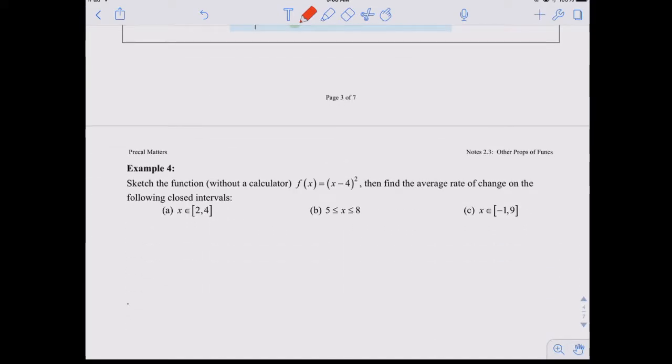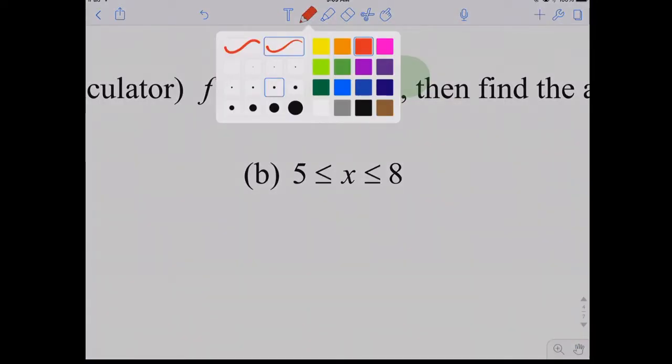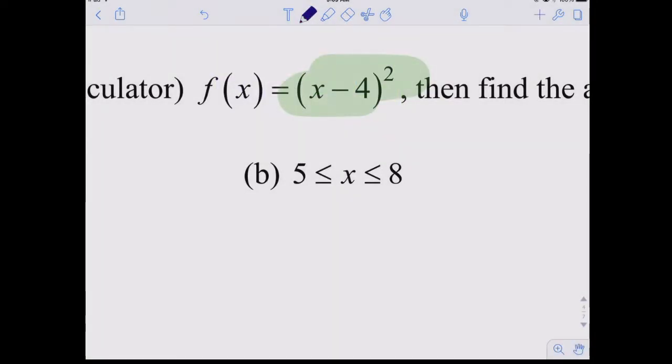All right, here we go. We're going to try it on example 4. We're going to look at the graph of (x minus 4) squared, and we're going to find the average velocity or the average rate of change of the graph on the following closed intervals. Now we're going to do it with the graph first, because we're going to review transformations. What's the parent function for this function? It's parabola x squared.